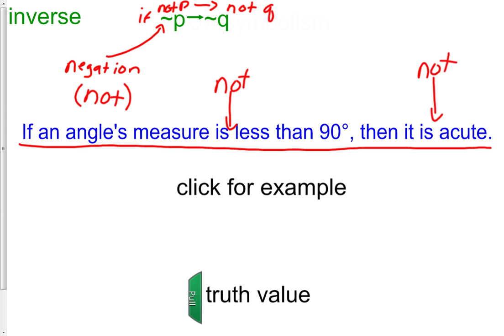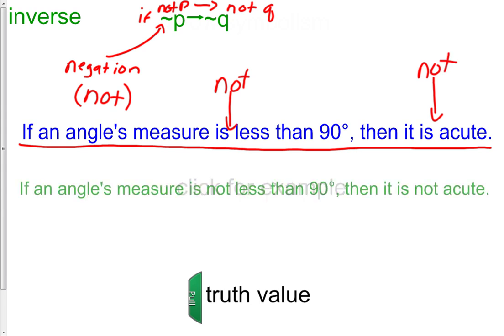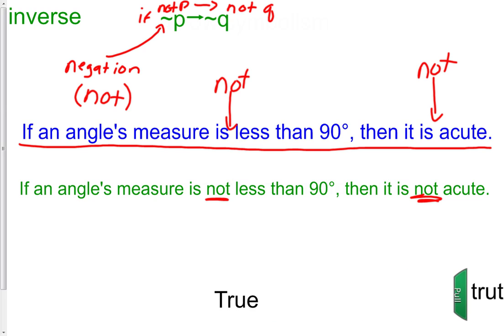That's going to be the inverse. So that's what you're going to write down in your notes. If an angle's measure is not less than 90 degrees, then it is not acute. So now we'll talk about the truth value of this as well. If an angle measure is not less than 90, which means it's going to be greater than 90, then it is not acute. Well, if it's greater than 90, then of course the angle won't be acute. So this is another true statement.